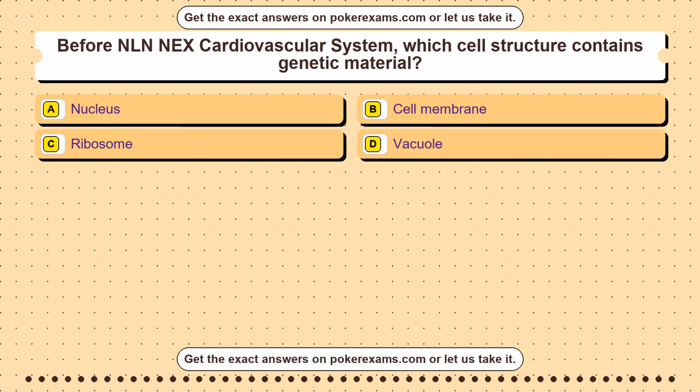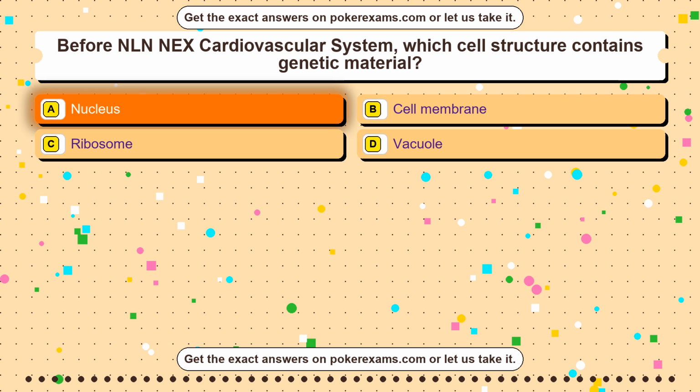Question 25. Before her C2 biology review, which organ pumps blood through the body? Option A, lung. Option B, heart. Option C, kidney. Option D, stomach. The correct answer is option A.